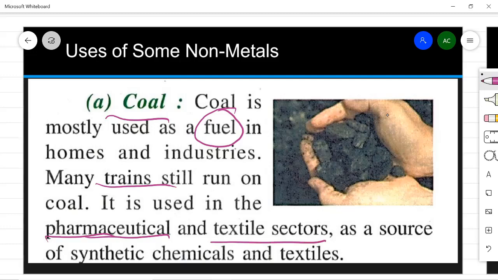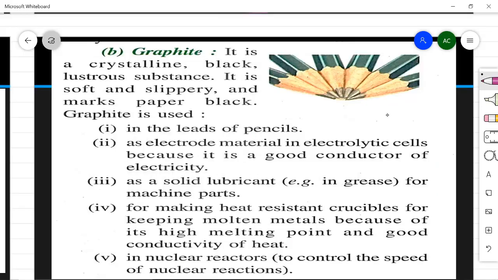In textile sectors, means where clothes are made, and it is also a source of synthetic chemicals. Next form of carbon is graphite. It is a crystalline black lustrous substance. It is soft and slippery, and it marks the paper black, and therefore it is used in making the leads of pencil.